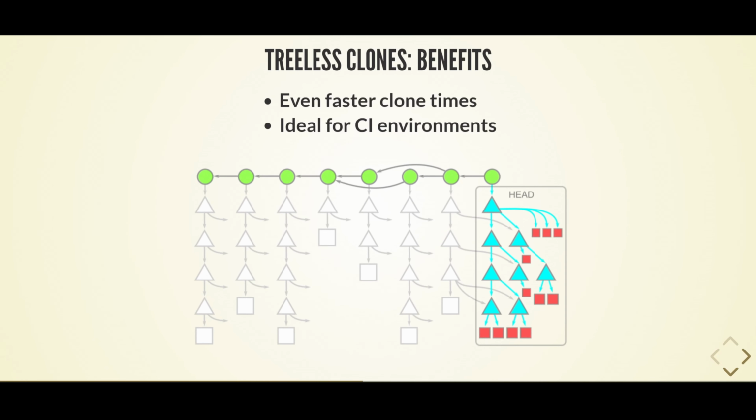Treeless clones offer even faster clone times than blobless clones and are ideal for continuous integration (CI) environments where speed is crucial.